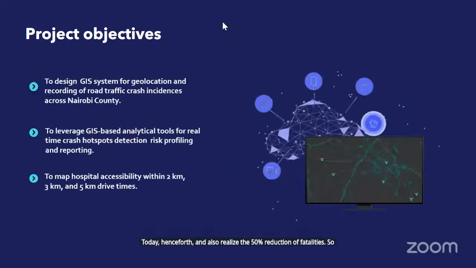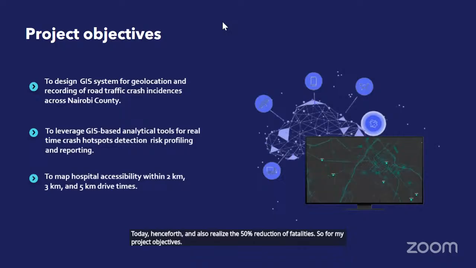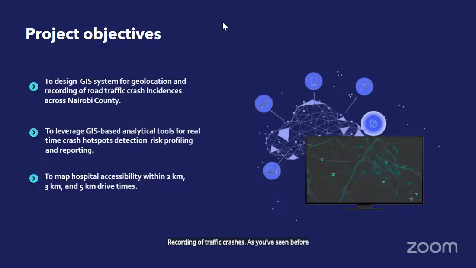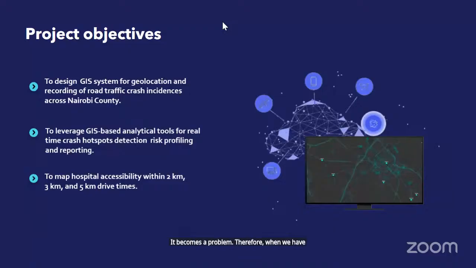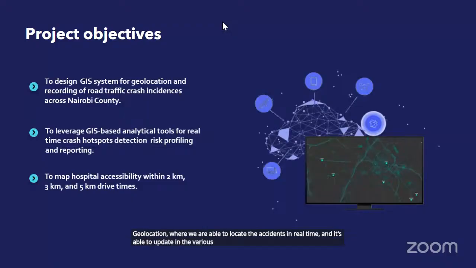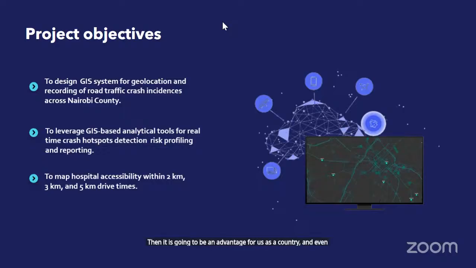So for my project objectives, one was to design a GIS system for geolocation, recording of traffic crashes. As you've seen before, we are still using manual logs. In this day and age, the era of AI, when we're still using the manual logs, it becomes a problem. Therefore, when we have a GIS system for geolocation, where we are able to locate the accident in real time, and it's able to update in the various systems, then it is going to be an advantage for us as a country, and even for Nairobi as a county.